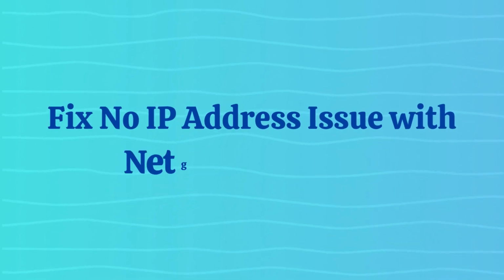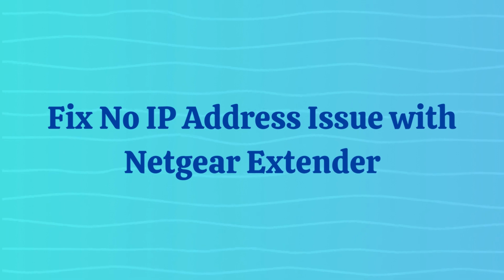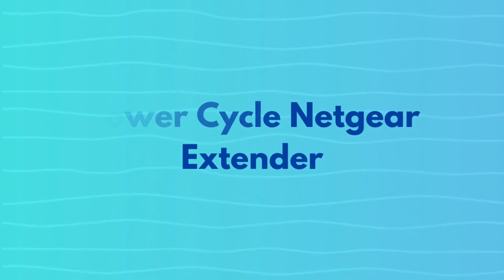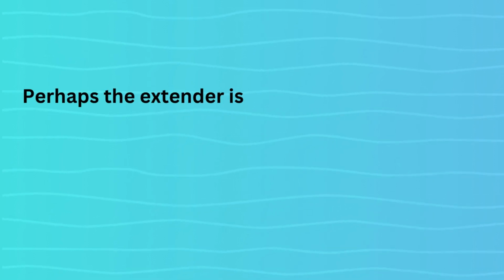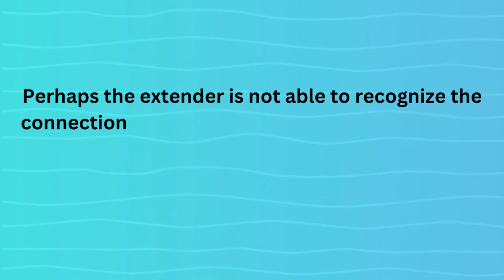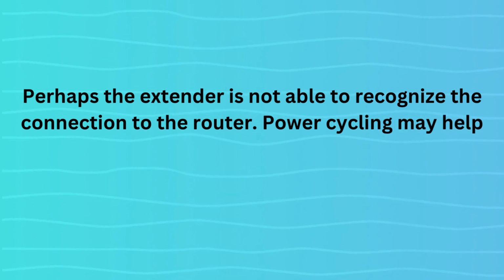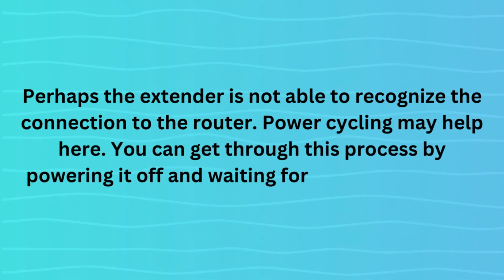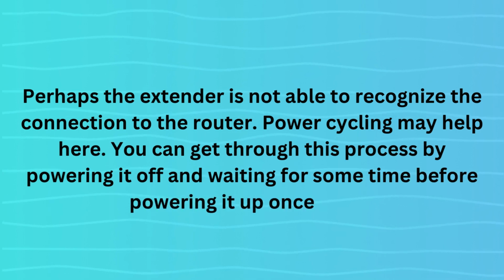Fix no IP address issue with Netgear Extender. Power cycle Netgear Extender. Perhaps the extender is not able to recognize the connection to the router. Power cycling may help here. You can get through this process by powering it off and waiting for some time before powering it up once again.